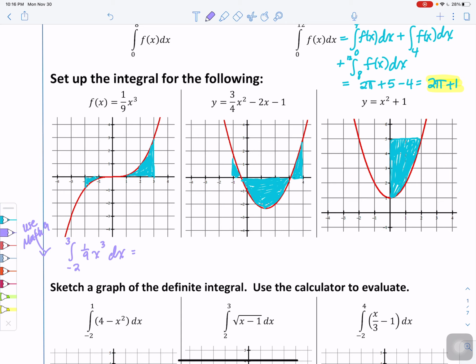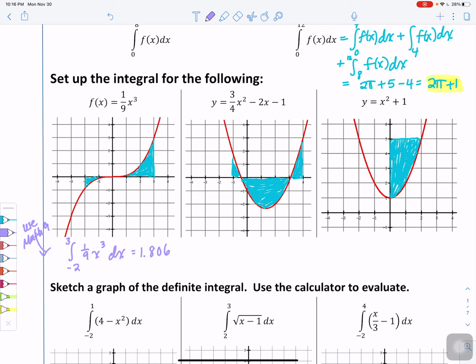So if you put that under Math 9 in your calculator, and the area from -2 to 3 of 1/9 x cubed dx, you will get 1.806.